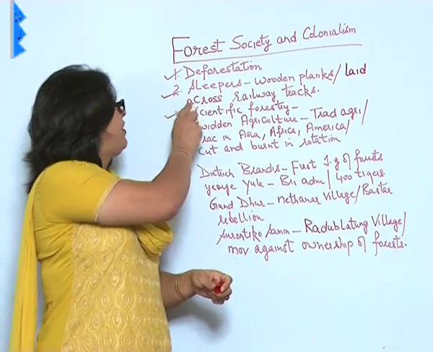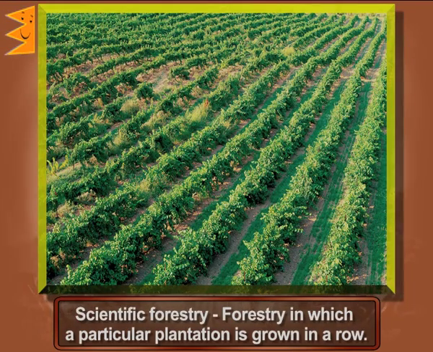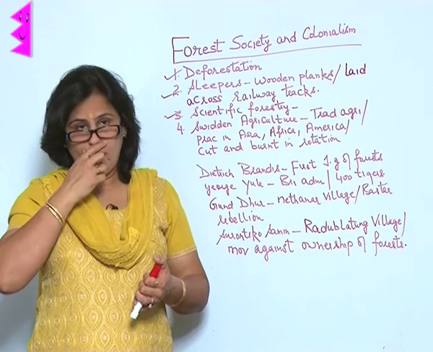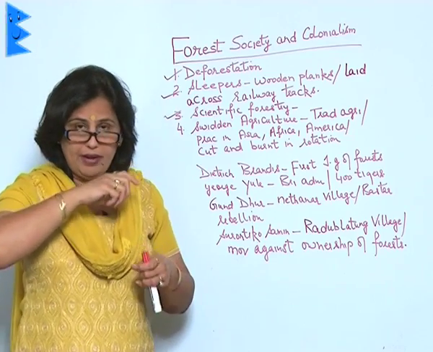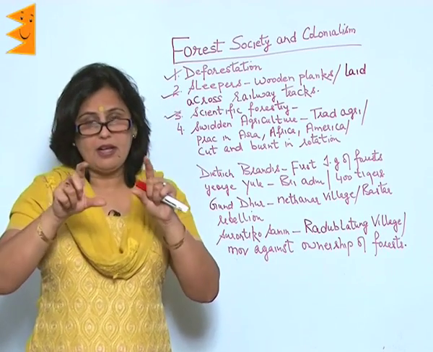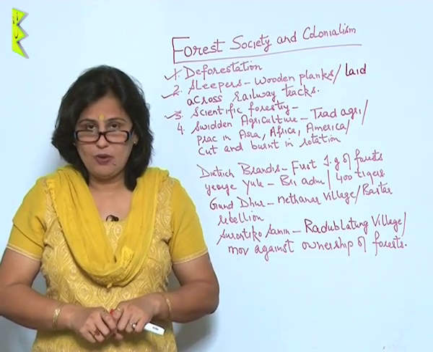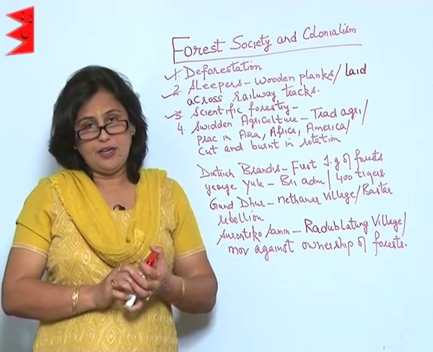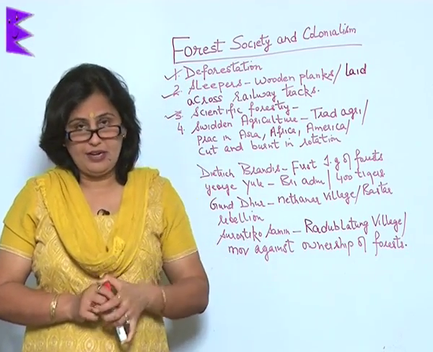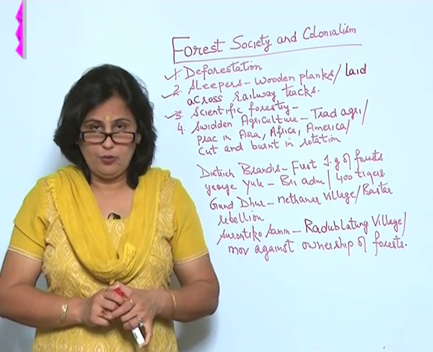Next is scientific forestry. Well, scientific forestry is in fact a kind of forestry in which a particular plant or plantation is grown. It could be timber in a row, it could be some other tree in a row, that is, in a row a plantation is done of a similar kind of species, that is called scientific forestry. And we will see how the Britishers started with scientific forestry in India, and it was in Dehradun.